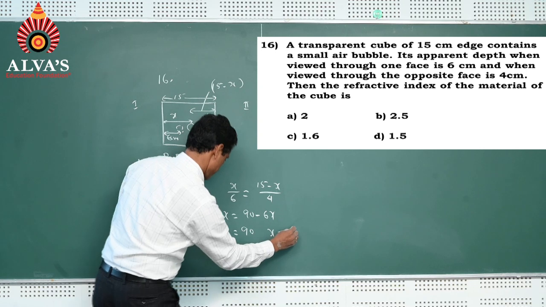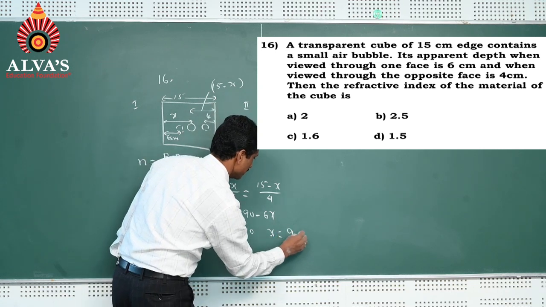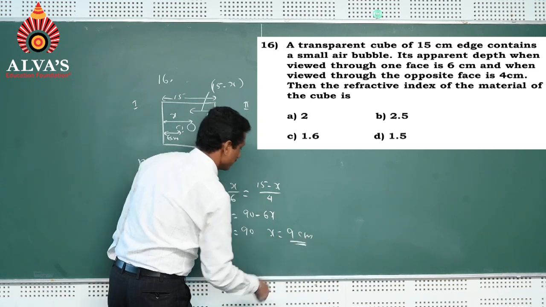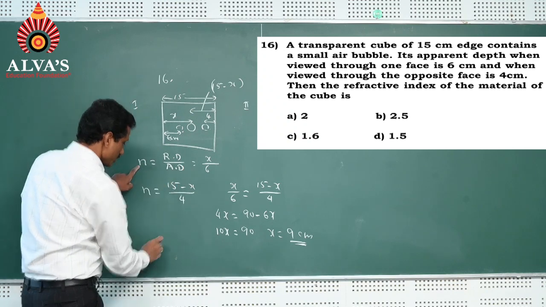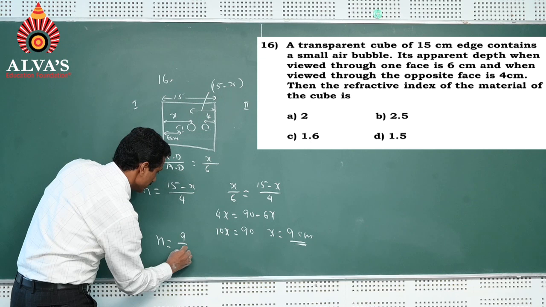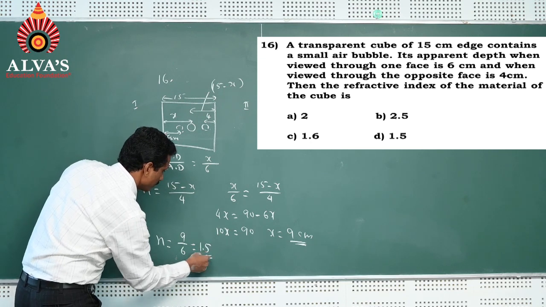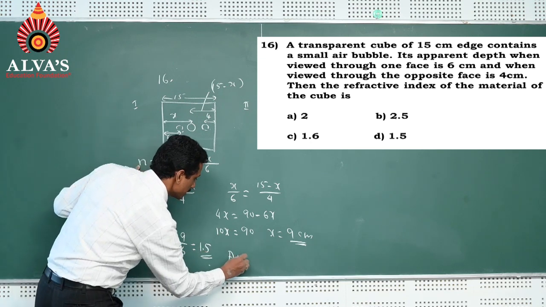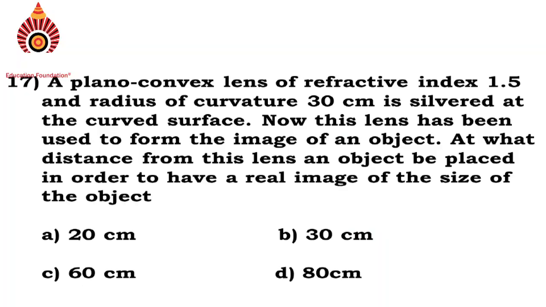X is 9 centimeter. Substituting, n is 9 by 6. It is 1.5. Answer D.